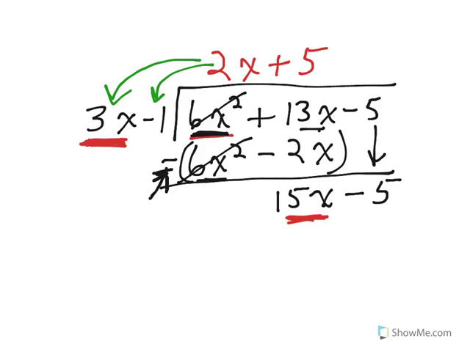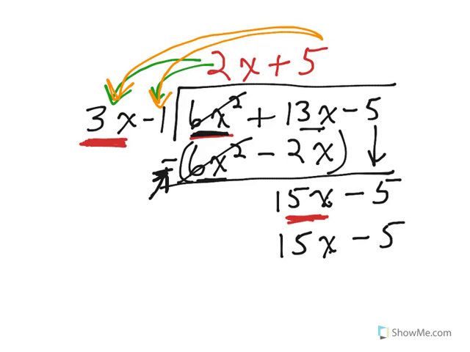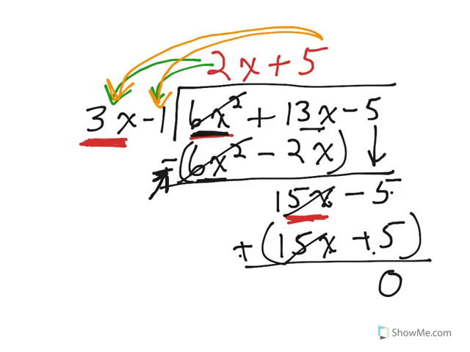Again, multiply that 5 by both terms on the outside of the division bracket. 5 times 3x is 15x. Again, your goal is to have those two numbers the same. And 5 times negative 1 is negative 5. Again, we are going to subtract that binomial. 15x minus 15x cancels out. Negative 5 minus negative 5, remember, becomes plus 5. That also cancels out, leaving us a remainder of 0. Final answer is 2x plus 5.